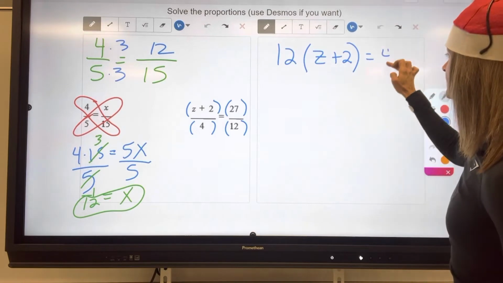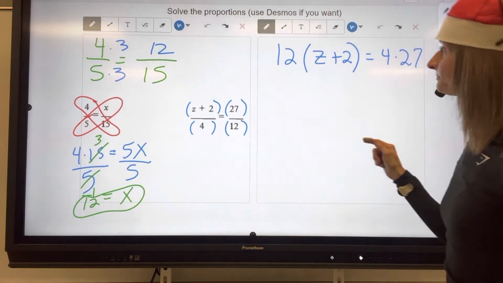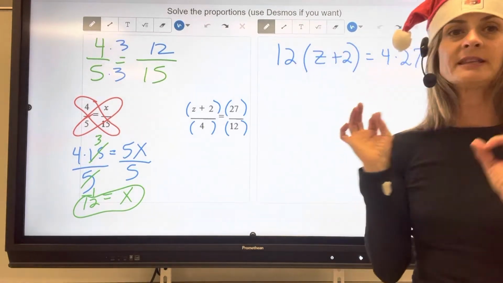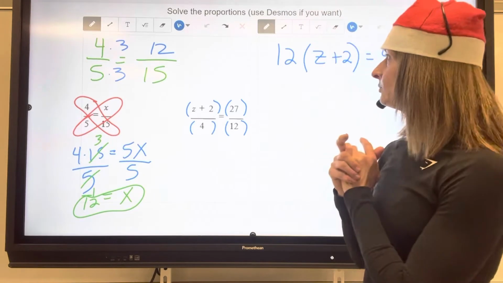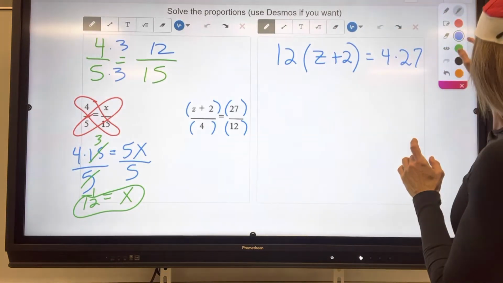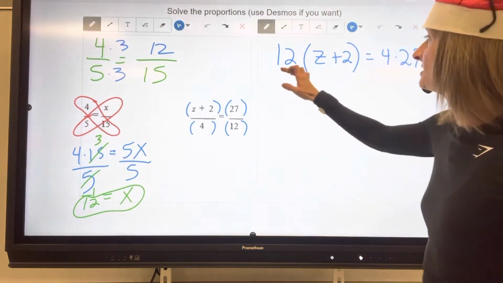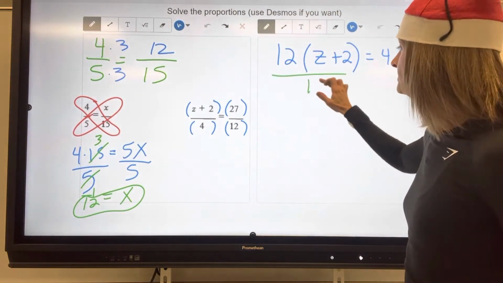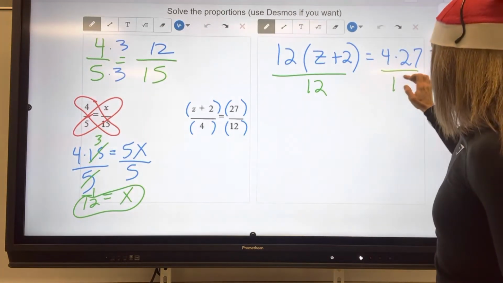equals 4 times 27. Now, someone in my last class distributed the 12, and that's perfectly fine, and I'd love it if someone would do that. Because what I'm going to do is I'm going to do this problem a little differently, and there are different ways to do different problems. I'm just going to choose to divide both sides by this 12 first, rather than distribute it. I think it'd be easier to do the math in my head.